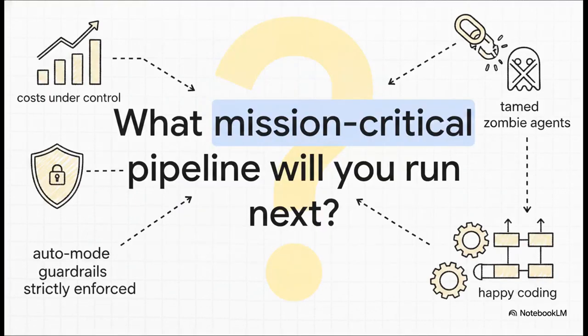So, we've seen how this update fundamentally transforms the stability of the platform. With your costs under control, your auto mode guardrails strictly enforced, and those frustrating zombie agents finally tamed, I leave you with this question. What mission-critical pipeline will you trust Claude Code to run next?